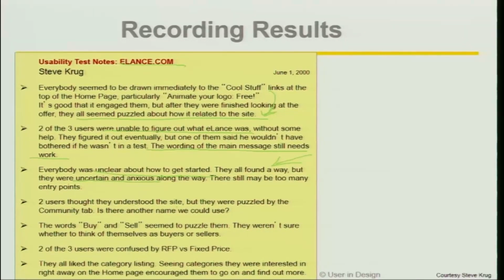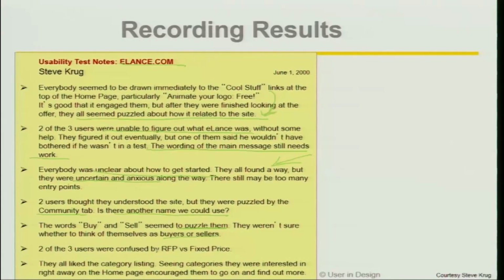2 users thought they understood the site, but they were puzzled by the community tab. Is there another name we could use? Okay. The words buy and sell seemed to puzzle them. They weren't sure whether to think of themselves as buyers or sellers.